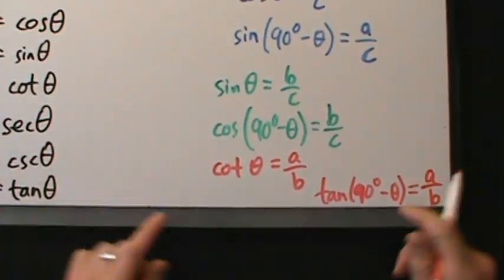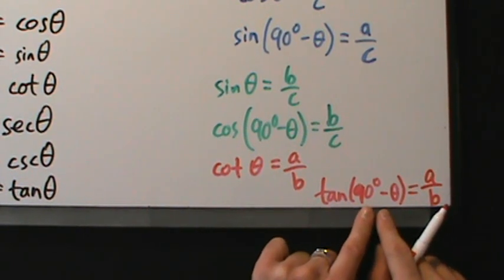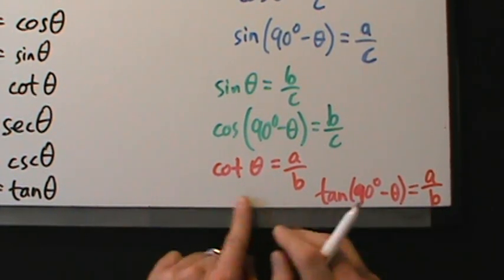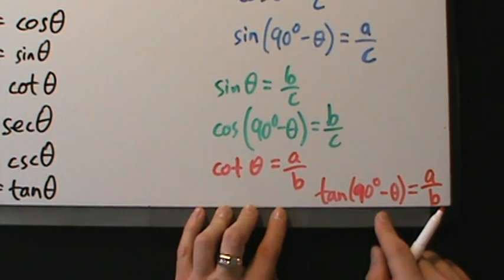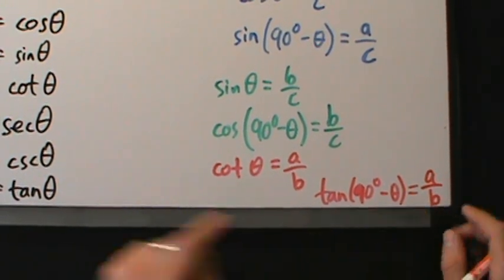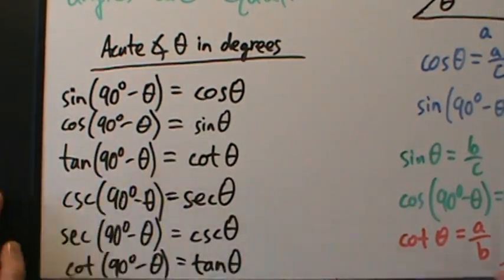Okay. So again, we see that cotangent of theta equals tangent of the complementary angle. So the cotangent of theta is equal to the cofunction of the complementary angle, right? Cotangent theta is A over B. Tangent of 90 degrees minus theta is also A over B. So cotangent of theta equals tangent of 90 degrees minus theta.